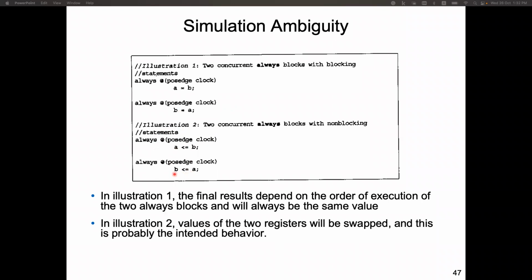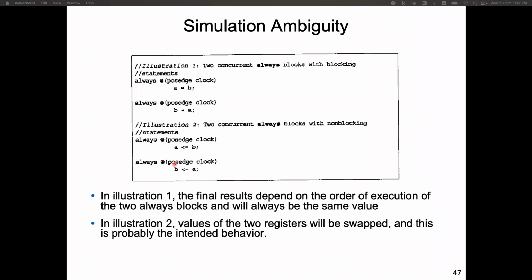So in this illustration 2, at the positive edge of the clock, all the values on the right-hand side of the statement are read first, in some temporary variables in the simulator. And during the write operation, the values stored in the temporary variables are assigned to the left-hand side.